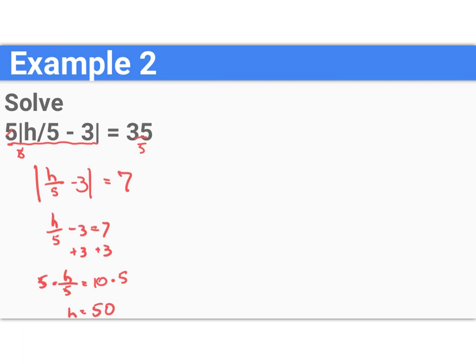So 50 divided by 5, and I'm mentally plugging it back in. 50 divided by 5 is 10, minus 3 is 7. 7 times 5 is 35, so that works. Now, conversely, let's work on h over 5 minus 3 is equal to negative 7. So when we add 3 to both sides, we get h over 5 equal to negative 4. Multiplying by 5 on both sides, h is equal to negative 20.